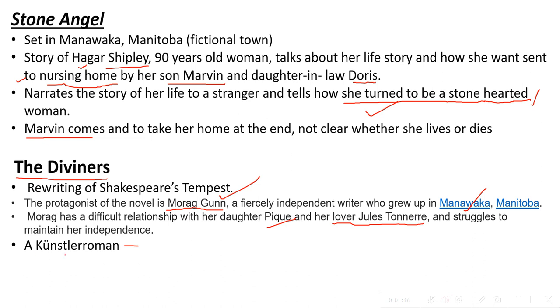Can you tell me what is a Kunstler Roman? A novel with key. No, that's Roman à clef. What is the difference between Kunstler Roman and Bildungsroman? Anybody?